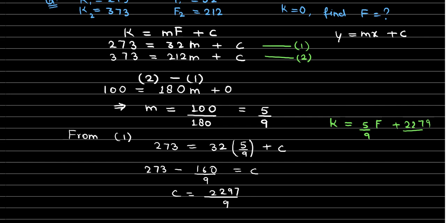So we get this value of k. All you have to do now, if they are asking us what will be the value of f if k is 0, you have to calculate. Put k is equals to 0 in the above expression. This will be 5/9 f is equals to negative 2297/9. So by solving it out, we can have the value of f to be a negative number. Let me know in the comments what will be the final answer here.